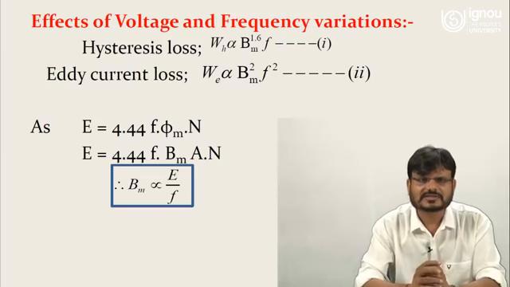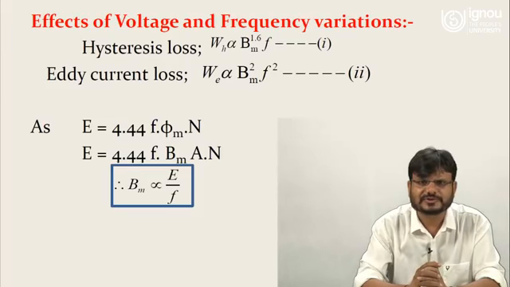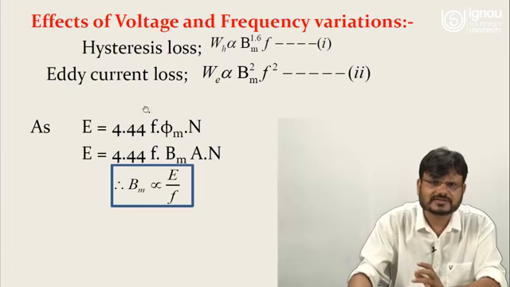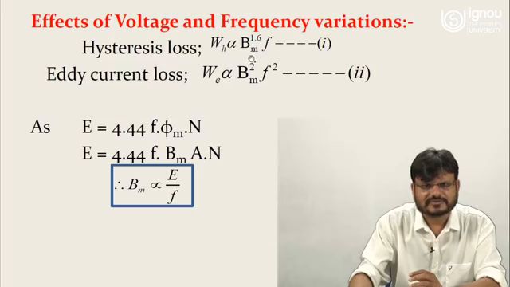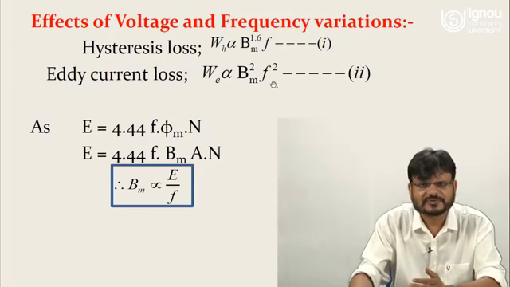Now we are going to discuss the effect of voltage and frequency variation in the transformer. As you know, the hysteresis loss is directly proportional to the flux density to the power 1.6 multiplied by frequency, and eddy current loss is directly proportional to the square of the flux density multiplied by the square of the frequency.